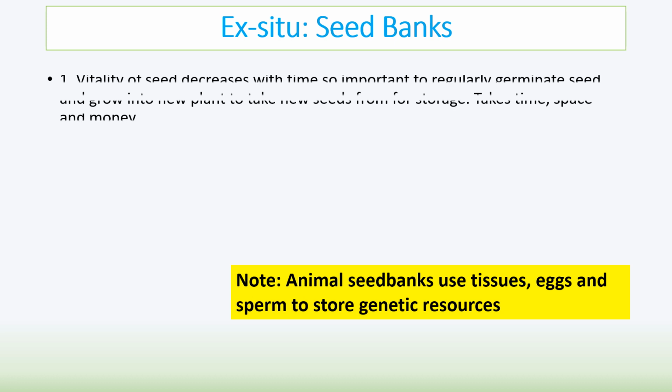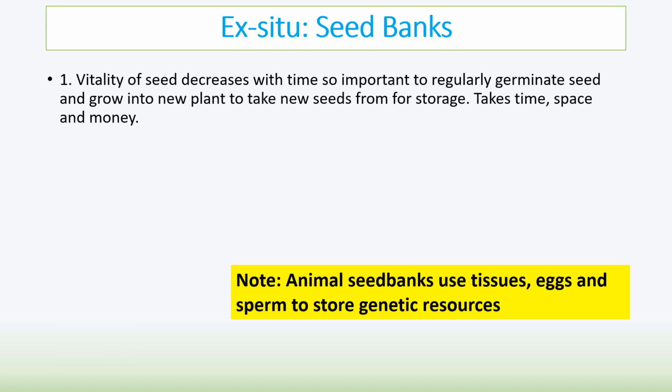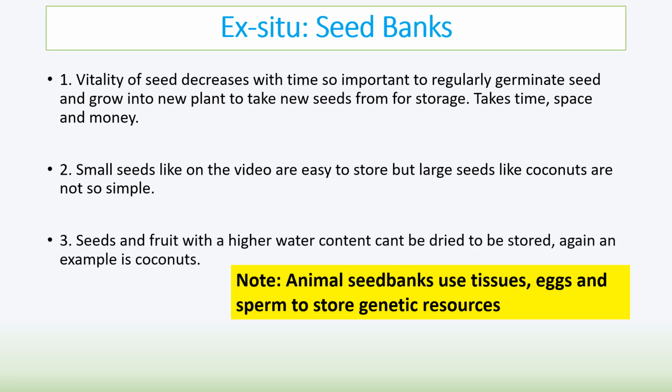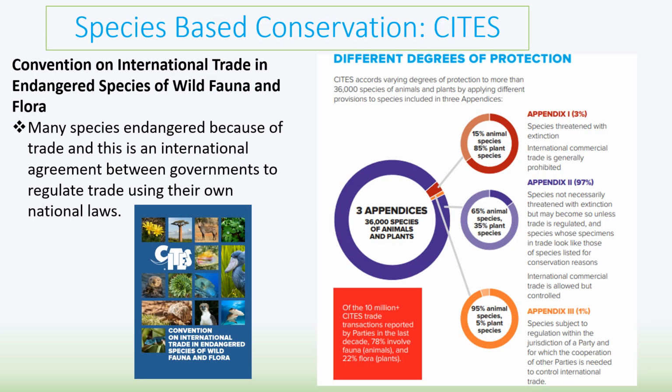A couple of issues with seed banks: the vitality of the seed does decrease over time, so you might have to regularly take that seed, germinate it into a plant, and then take new seeds from it if you want to keep it for a long time. Small seeds, as you'll see on the video, are easy to store, but bigger seeds and liquid-containing seeds such as coconuts are not possible to store because you have to freeze them, and water expands in seeds. Note there are animal seed banks as well, which use tissues, eggs and sperm to store genetic resources, so this has been used for animals as well as we move more into the future.